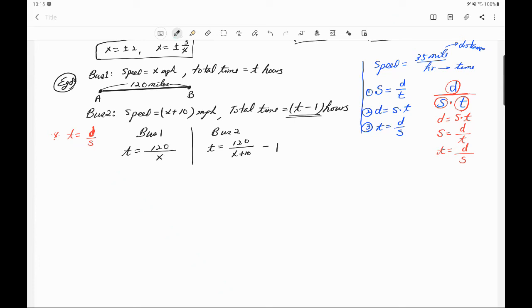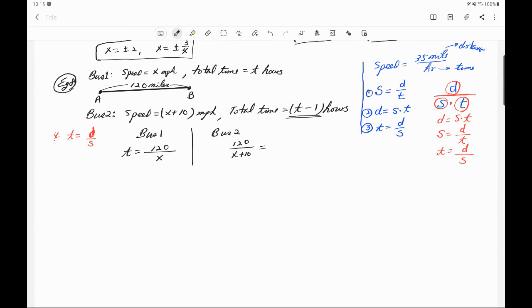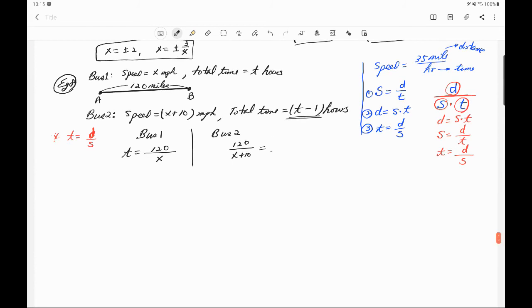Okay, I think I made a mistake on this one. No, it works. The time that bus 2 took is distance over the speed, so 120 divided by the speed, which is x plus 10. Then the time is actually what? 1 hour faster than the time that bus 1 took. So it should be t minus 1, right? So this makes sense. So from here, we have an equation like this.